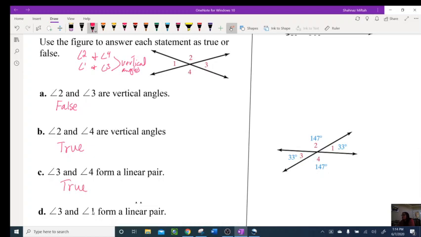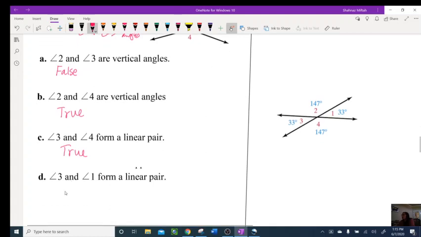3 and 1 form a linear pair. No, because they are not adjacent angles. They are vertical angles, 1 and 3. So false.